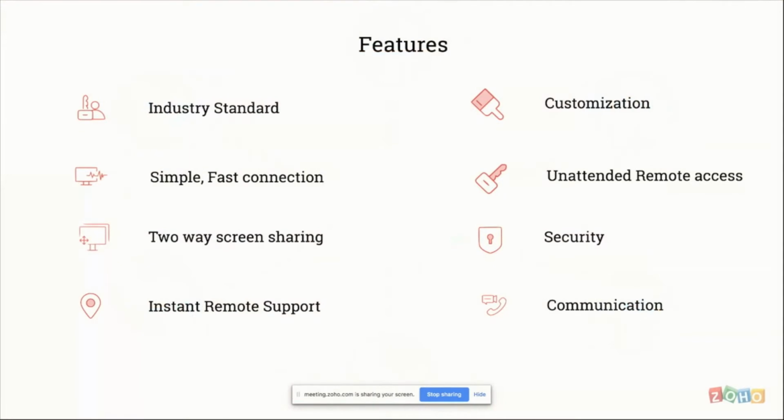The features of Assist are very niche, I would say. It's industry standard. It is definitely a simple and fast connection, which we will be seeing in the rest of the session. Two-way screen sharing. It has instant remote support, and you can also customize it according to your company standards. We have unattended remote access and security, which is the key part of any company, to protect the data. And then communication. This can be done through video and audio calls. You can speak to your customer on the other end.